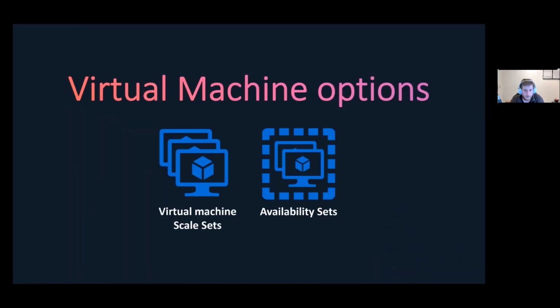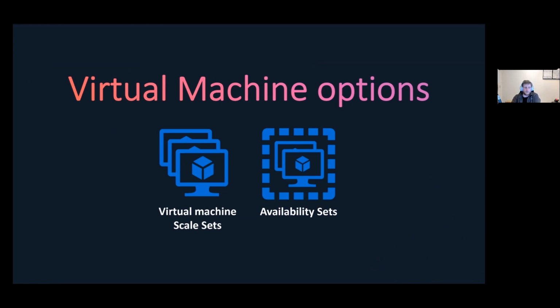So again, this part of virtual machine scale sets and availability sets is also relevant for AKS. AKS, for those that don't know, is Kubernetes run in Azure. It stands for Azure Kubernetes Service, which we'll cover in a minute or two.